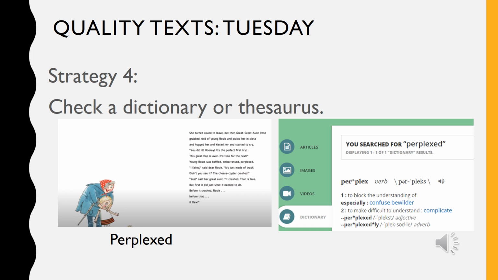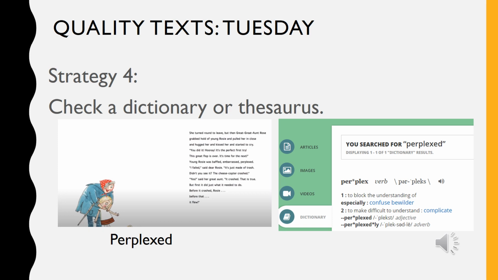So what I've done, I've used the Children's Dictionary to search up the word perplexed. And it says to make something difficult, it's when something is difficult to understand. So perplexed kind of means like confused. So if we replace the word perplexed with confused, let's see if that makes sense.